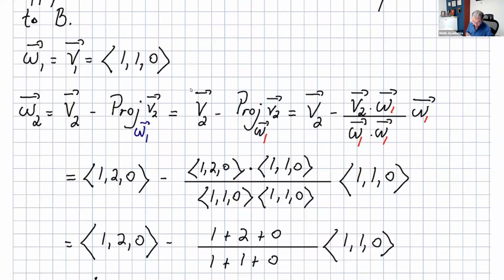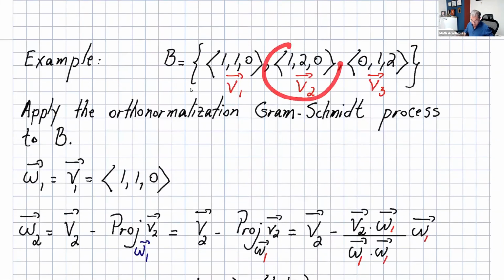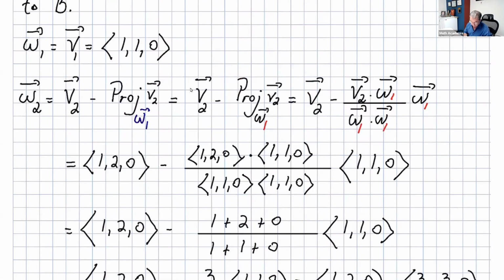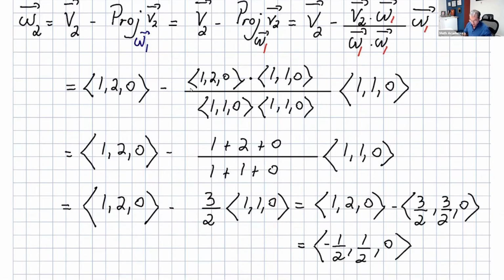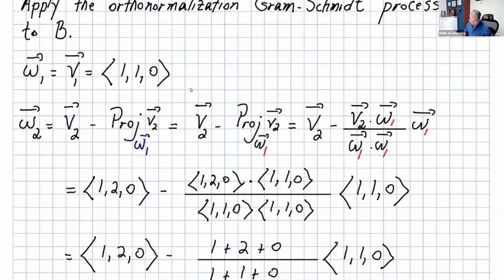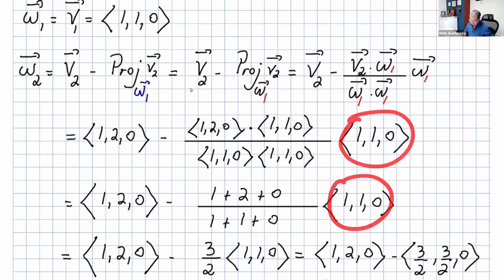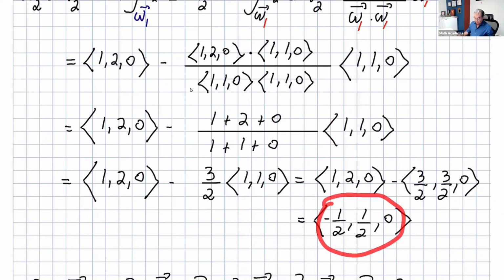You substitute, this is our V2 from here, and that's minus V2 dot W1 over W1 dot W1, which is right here. And again, this is always a number. So if you do that, you get 3 over 2 times W1, and that's going to give you that vector. And then if you subtract these two vectors, that's going to give you W2.